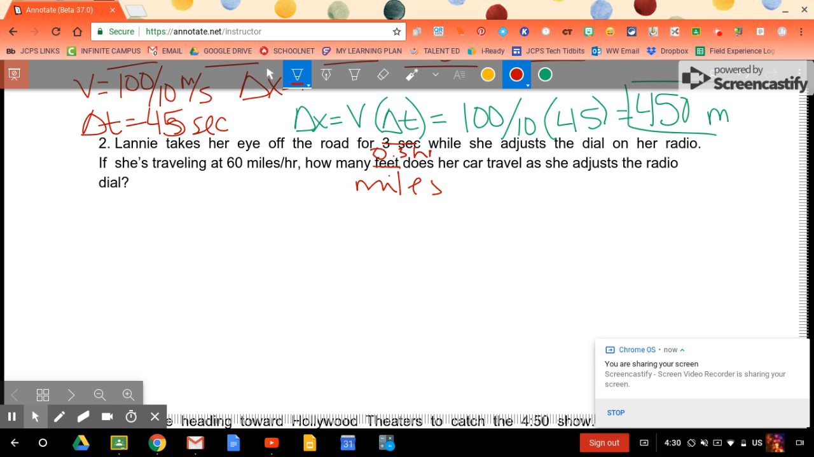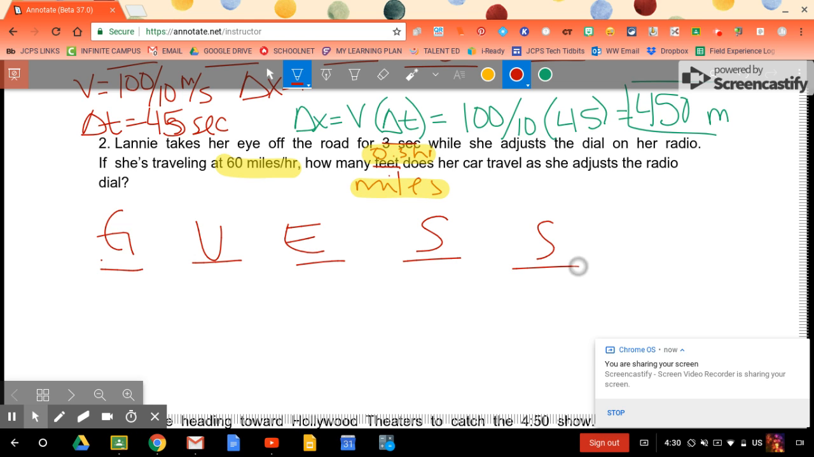So in doing this, Lainey takes her eye off the road for 0.3 hours. She adjusts the dial on the radio. If she is traveling 60 miles an hour, how many miles will her car travel as she adjusts the radio? So we're going to use our GUESS method. G, U, E, S, S.